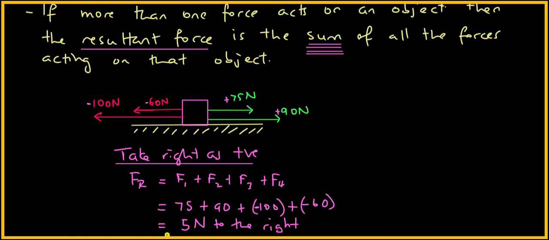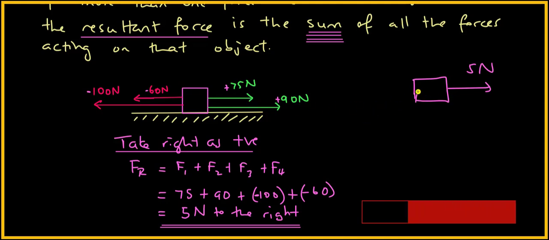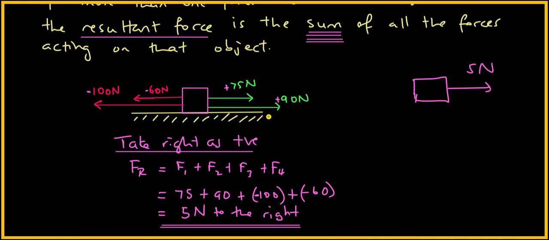That's the resultant force. This particular force has the same effect as all these other forces acting on my object. So if I only have one force, the 5 newton force, pulling the same object, I will have exactly the same effect on the object. My object will move with the same speed and have the same acceleration, provided that the surfaces are the same as well.